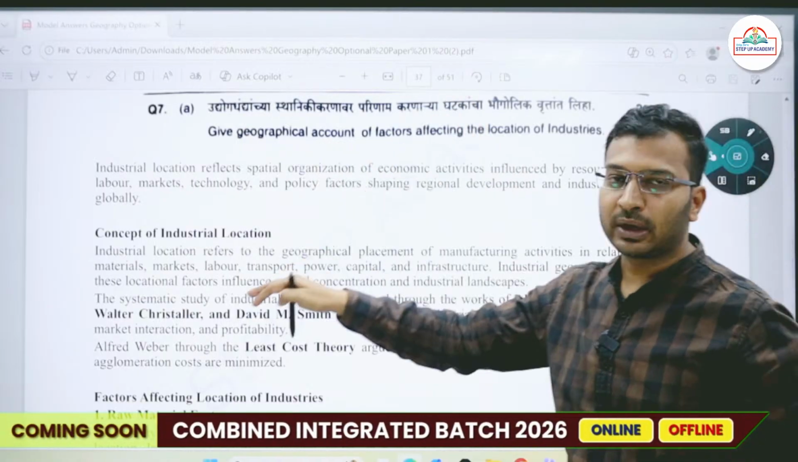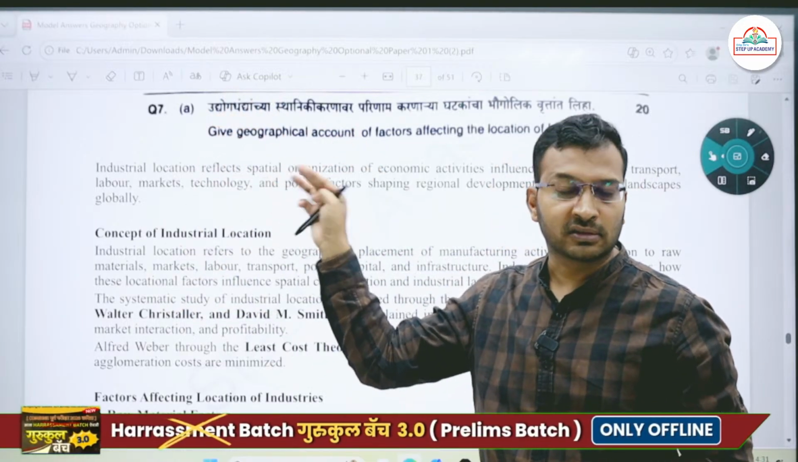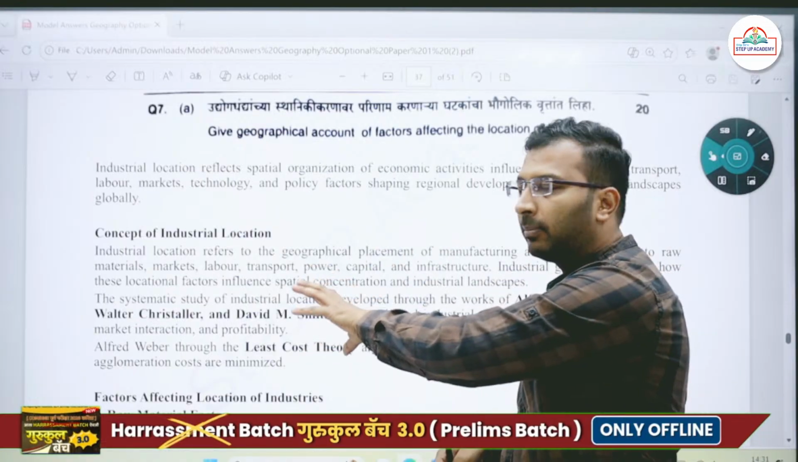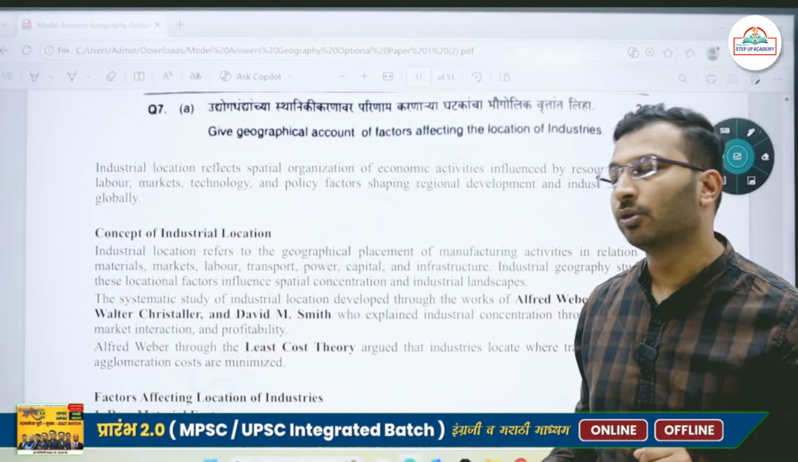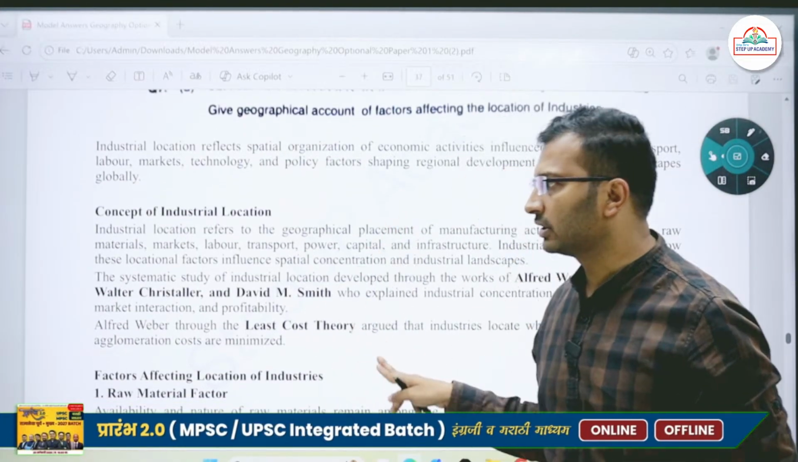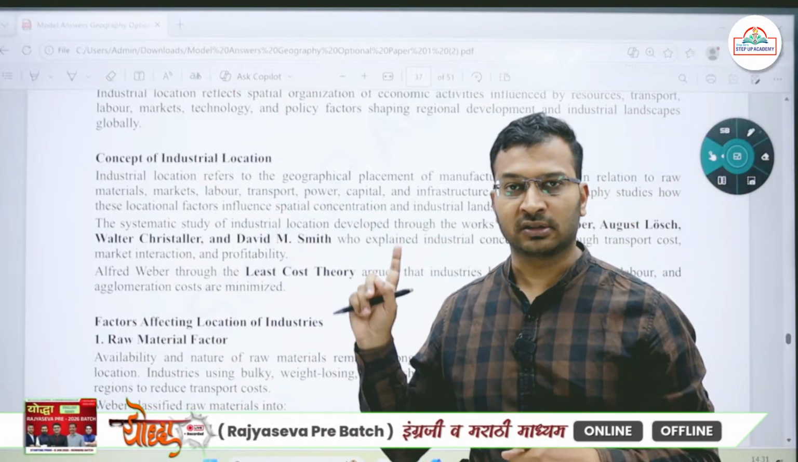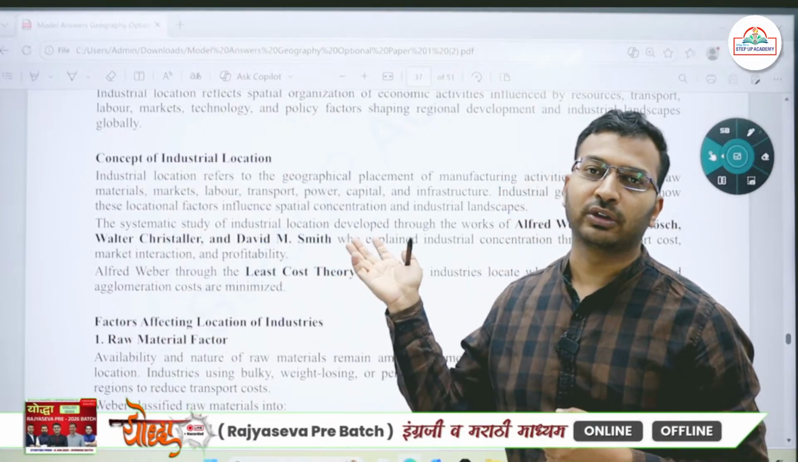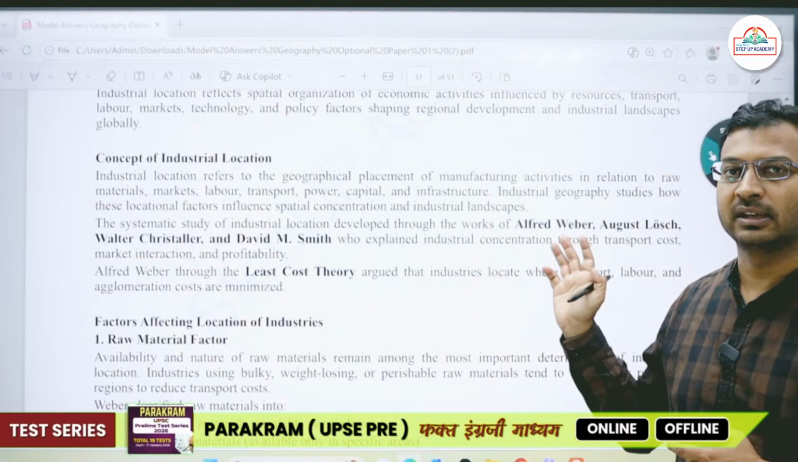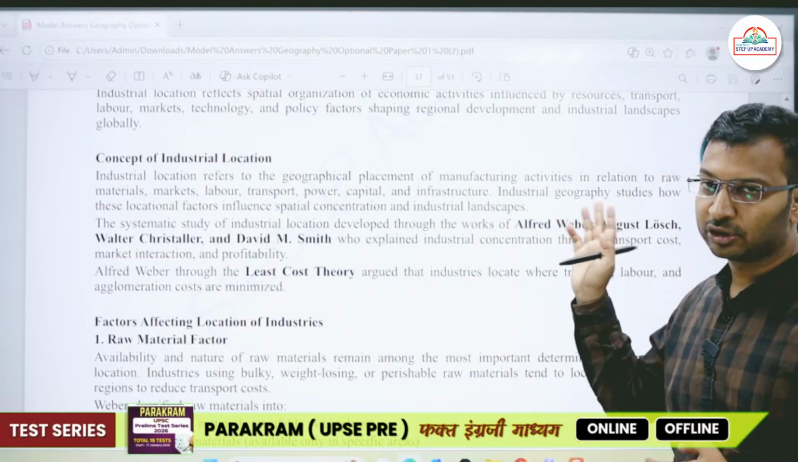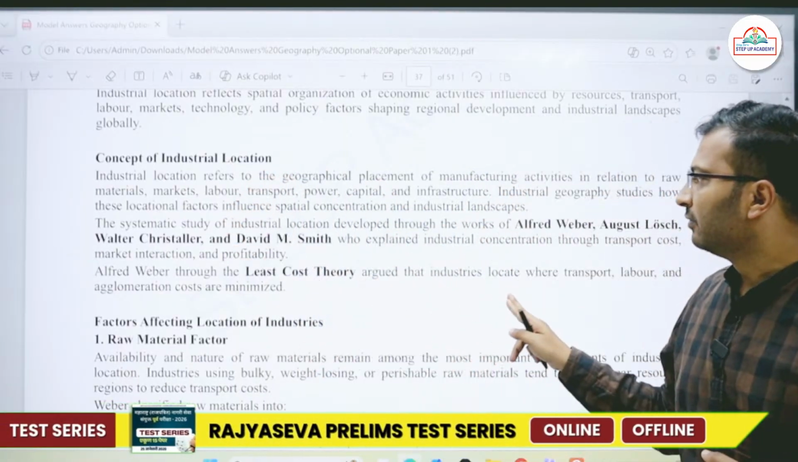Then, since it is asking for a geographical account and it is an optional paper, write a brief about the entire concept of industrial location. ठीक है, पैराग्राफ फॉर्मेट में लिखो, ज्यादा इफेक्टिव रहेगा. You should always include the names of some of the geographers. The industrial location theory was given by different scholars, different geographers. Most important among them is Alfred Weber, who talked about the least cost principle. Then we have August Lösch, then Walter Christaller, then Smith, who have talked about the location of industries.